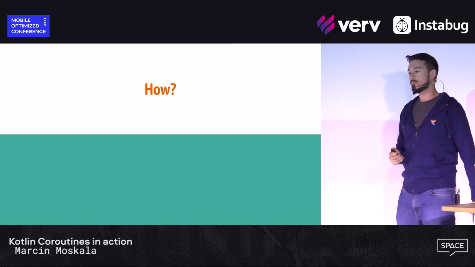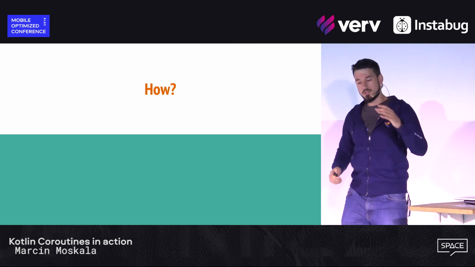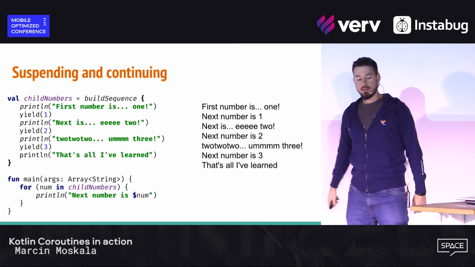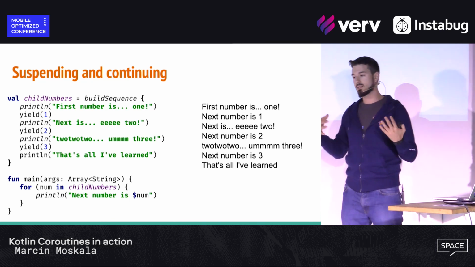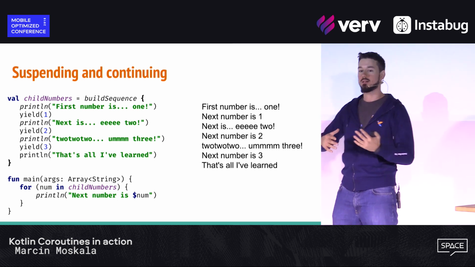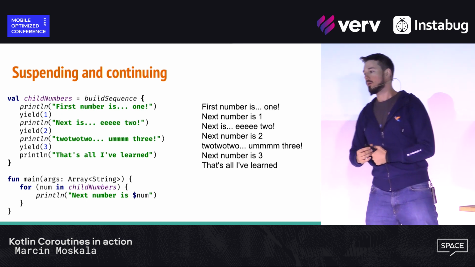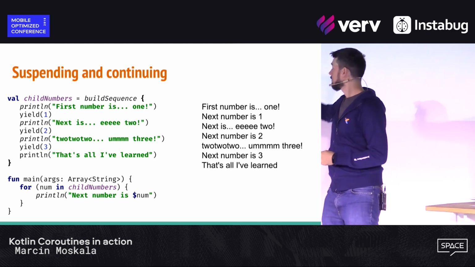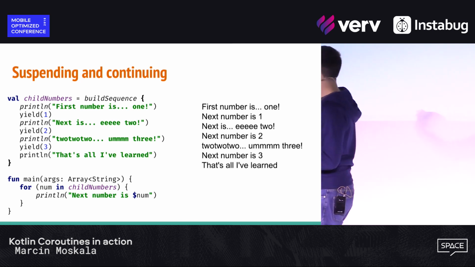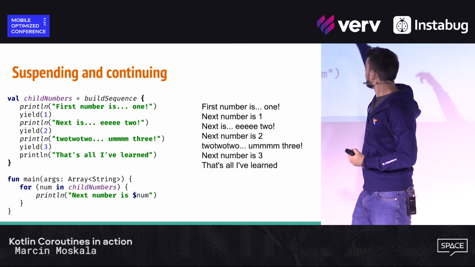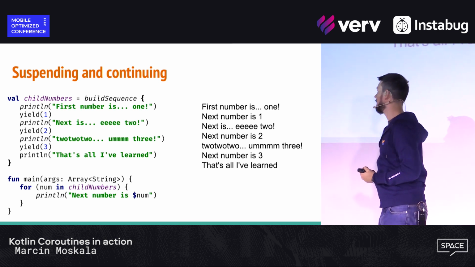So how is it possible? Let's go a little bit deeper into how coroutines work. To explain it, it's good to look at coroutine sequence builders. Sequence builders are a known concept from many languages. In Kotlin, they are implemented using coroutines. So we have a builder that yields numbers one after another. It prints some statement, yields a number, prints some statement, yields a number.